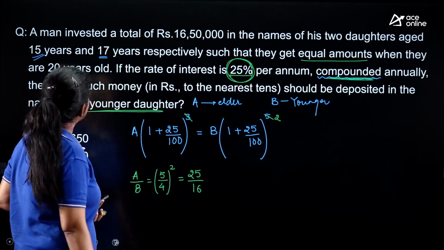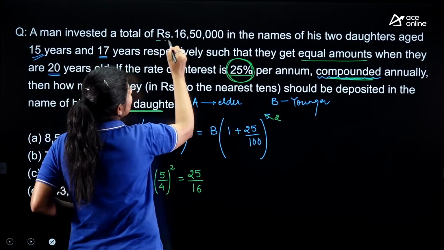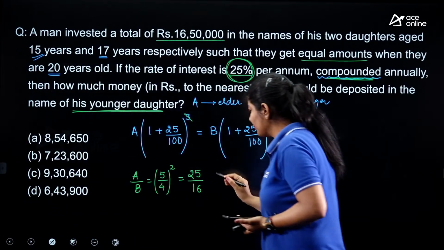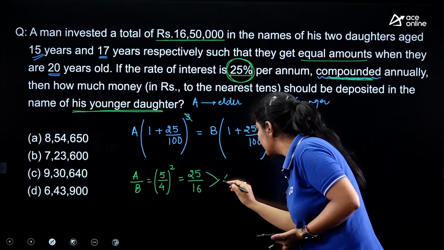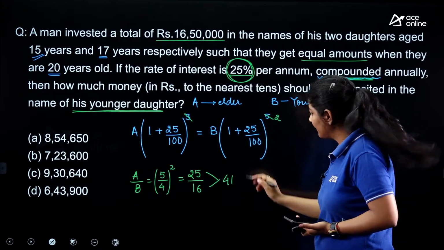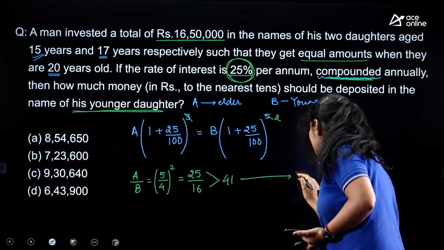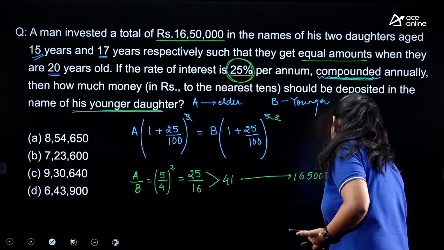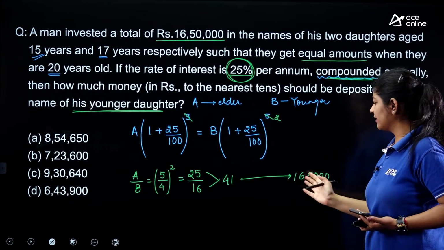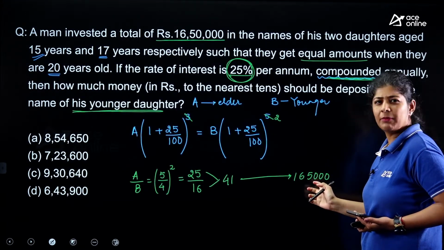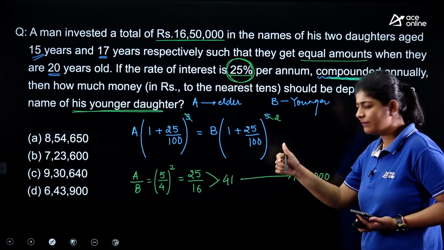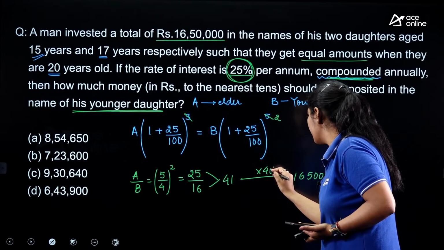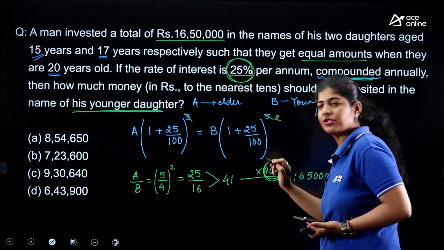So the question is saying that a man invested a total amount of 16,50,000, but according to this ratio, the man invested only 41 rupees. That means the actual value of this one is 16,50,000. This is somewhere present in the multiple of 40k and some points, right? So I'm just assuming that it is the multiple of 40k. I'm doing the approximate calculation, right?